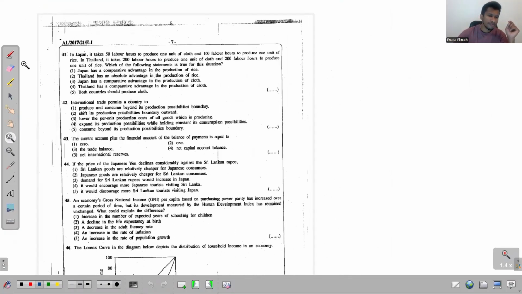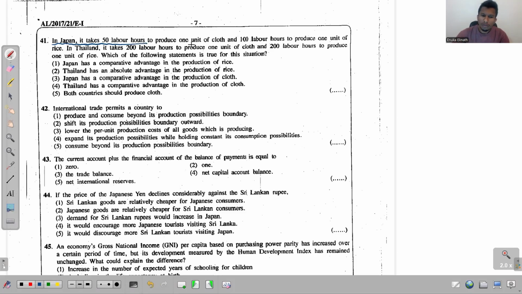Question 41. In Japan, it takes 50 labor hours to produce 1 unit of cloth and 100 labor hours to produce 1 unit of rice. In Thailand, it takes 200 labor hours to produce 1 unit of cloth and 200 labor hours to produce 1 unit of rice. Okay, remember, these are the inputs, right? These values represent the amount of inputs required to produce cloth and rice. So remember, this question you receive from the input approach.